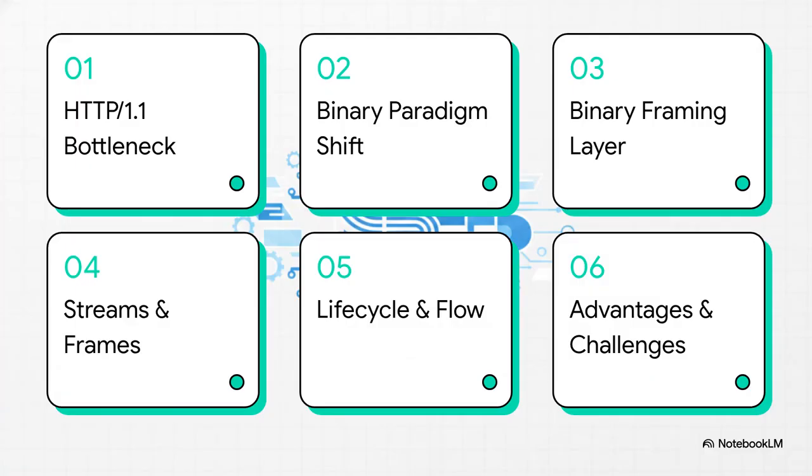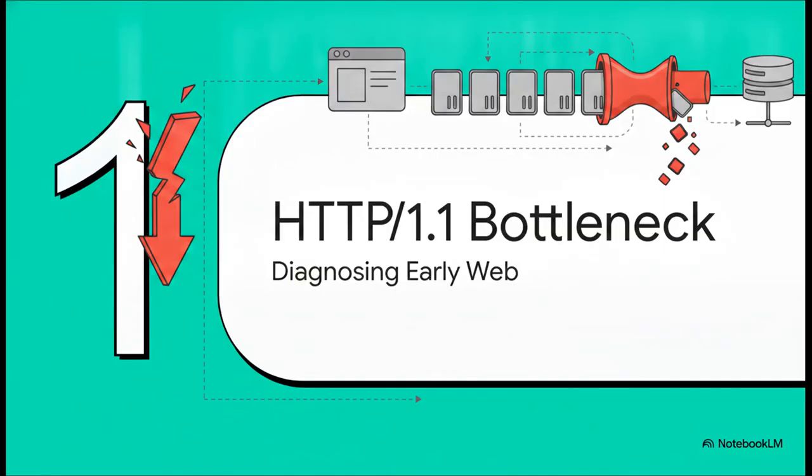Okay, let's dive into this. Here's our roadmap for the explainer. We're starting with the HTTP 1.1 bottleneck, moving into the binary paradigm shift, and then hitting the binary framing layer. From there, we'll deconstruct streams, messages, and frames, outline the lifecycle and communication flow, and finally, wrap up with the advantages and remaining challenges.